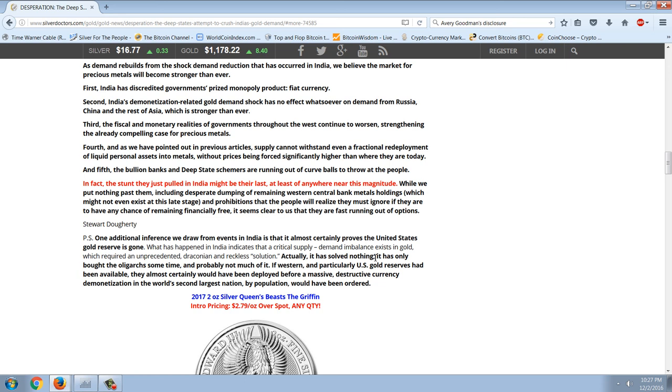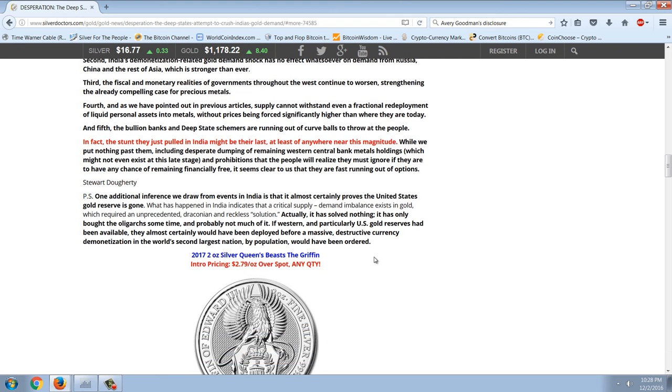Third, the fiscal and monetary realities of governments throughout the West continue to worsen, strengthening the already compelling case for precious metals. Fourth, and as we have pointed out in previous articles, supply cannot withstand a fractional deployment of liquid personal assets into metals without prices being forced significantly higher than where they are today. And fifth, the bullion banks and deep state schemers are running out of curveballs to throw at the people. In fact, the stunt they just pulled in India might be their last, at least anywhere near this magnitude.